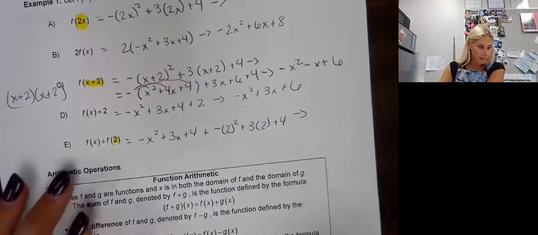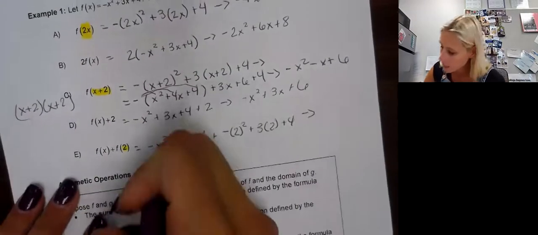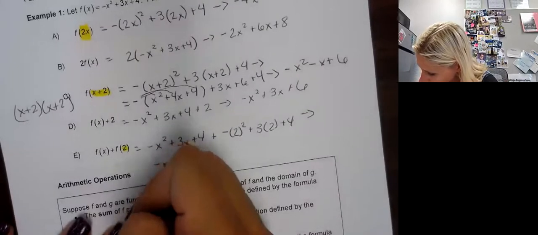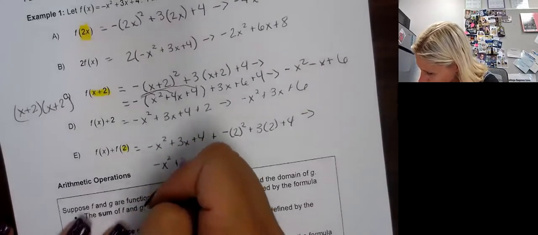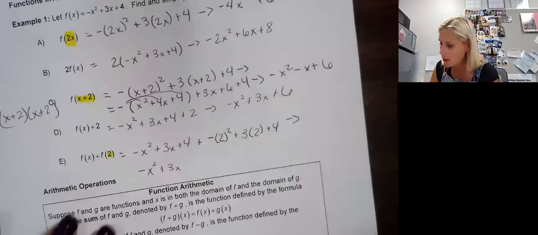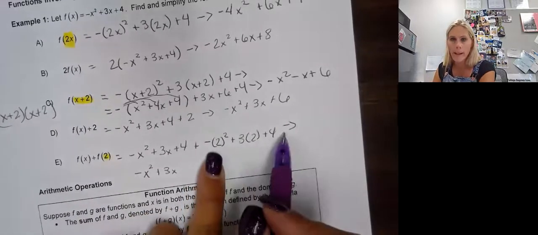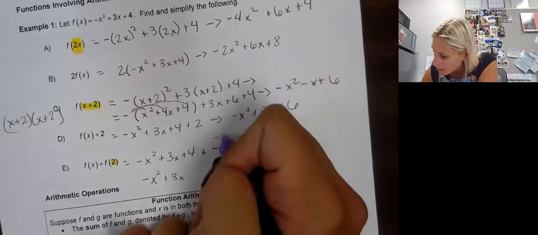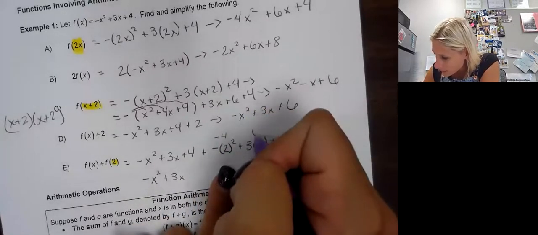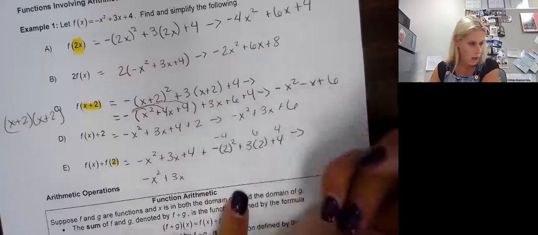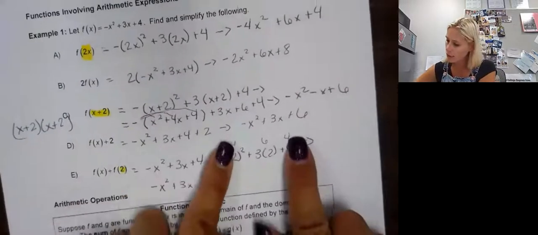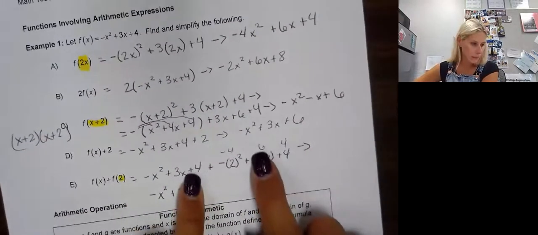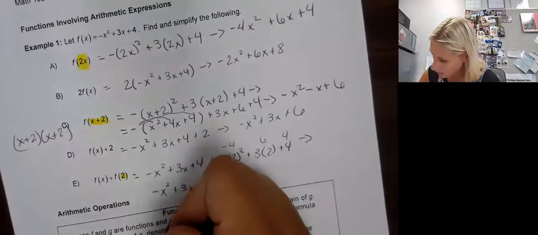All right, and that gives us, let's look at this. So that gives us negative x squared plus 3x. Now, you know what? I'm going to evaluate this right on top so I can just combine all the like terms here. So this is negative 4, this is 6, and that's 4. So those two cancel, and then 6 plus 4 is 10.